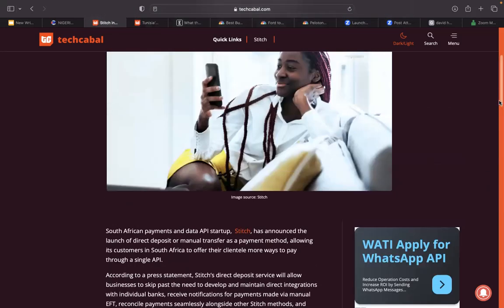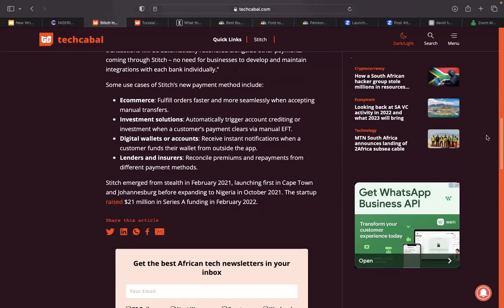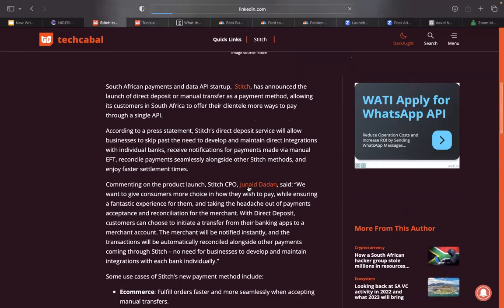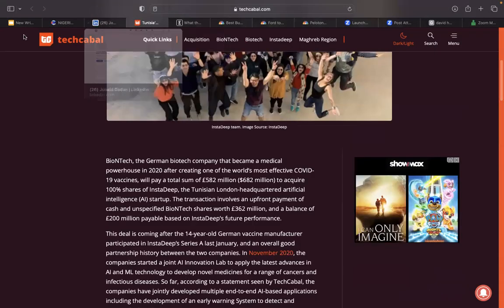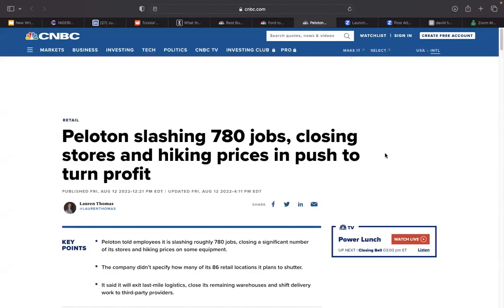You can see a lot of interlinks. These red links lead to another report. This one takes them to LinkedIn, maybe you want to check the person they're talking about.